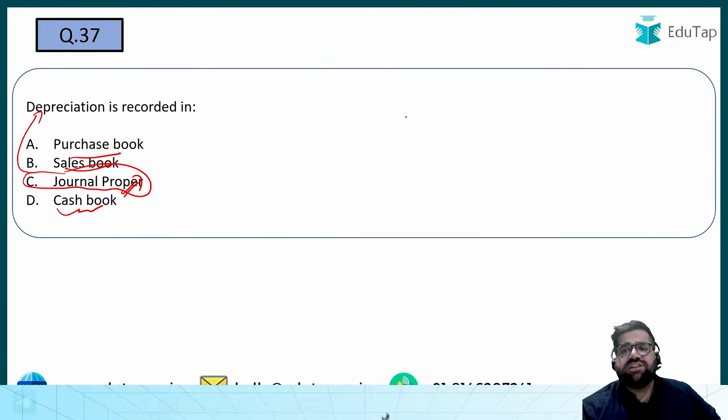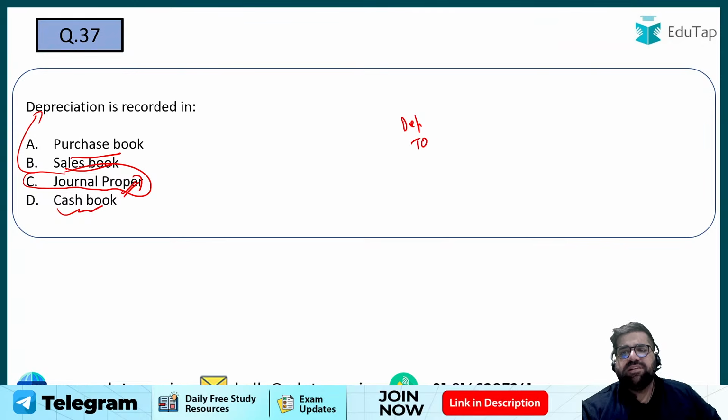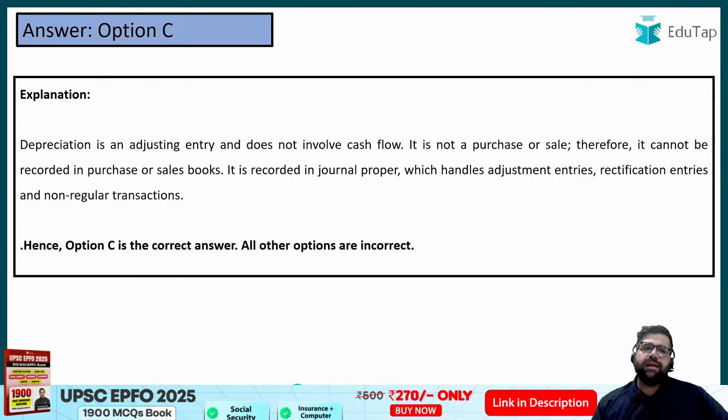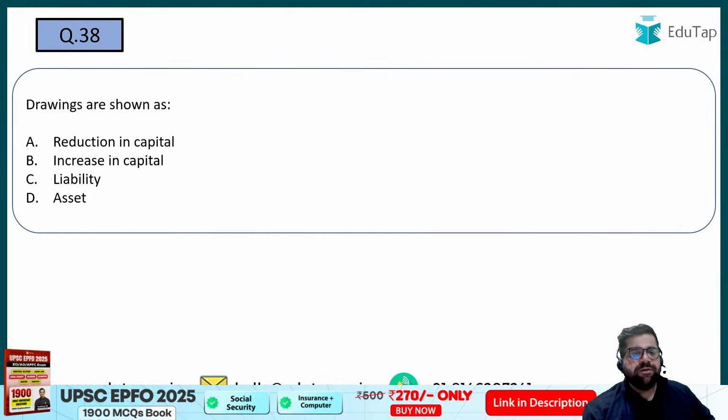By the way, depreciation journal entry is what? Depreciation account debit to asset जिस पे आप depreciation लगा रहे हो. So if you are applying depreciation on machine, then depreciation to machine. Simple. Right? Moving forward to 38.